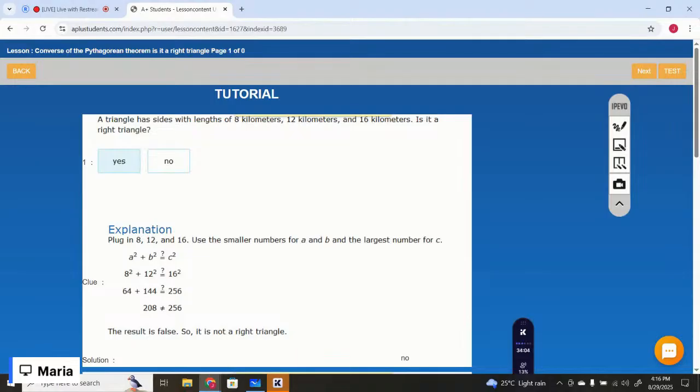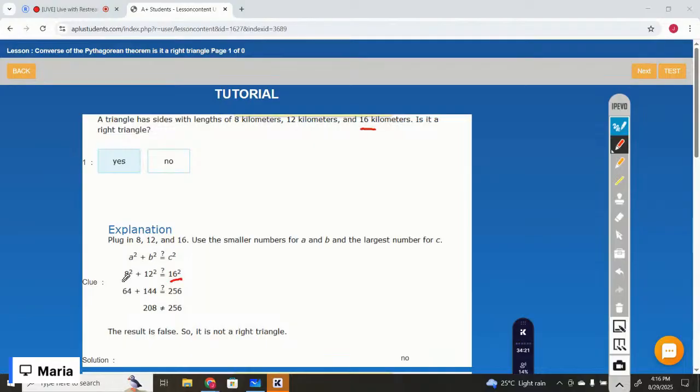Our triangle has side lengths of 8 kilometers, 12 kilometers, and 16 kilometers. Is it a right triangle? The longest length is the hypotenuse. So that would be 16 squared equals 8 squared plus 12 squared. That is 256 equals 64 plus 144. When added, that is 208. 208 is not equal to 256, so the result is false. This is not a right triangle.